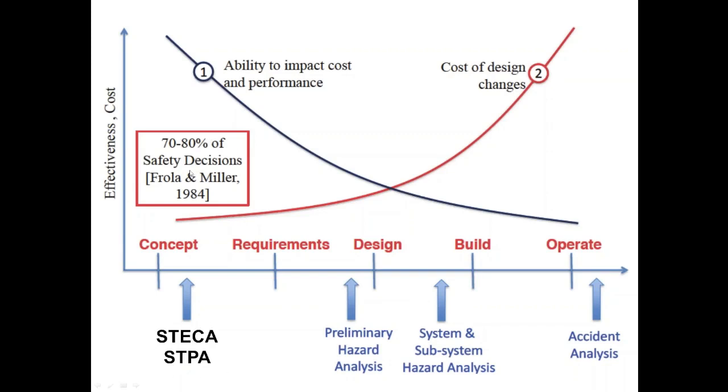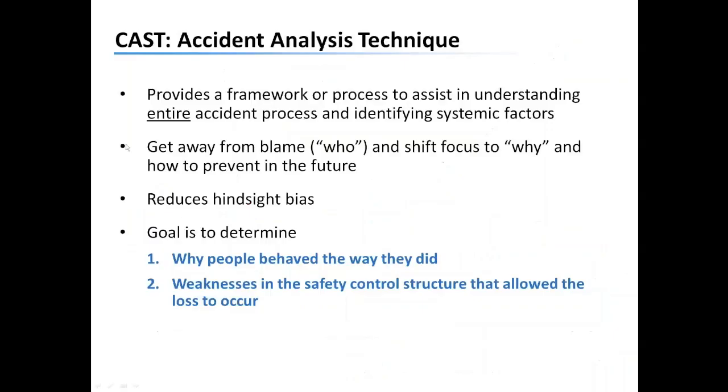70 to 80% of safety decisions are made during the concept formation stage. If we can find the problems then, it costs zero to fix it. Safety engineering doesn't have to be expensive. It can be free, or virtually free, if you do it in your early system engineering phases. CAST is an accident analysis technique.